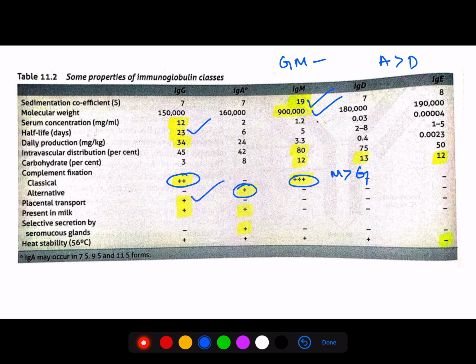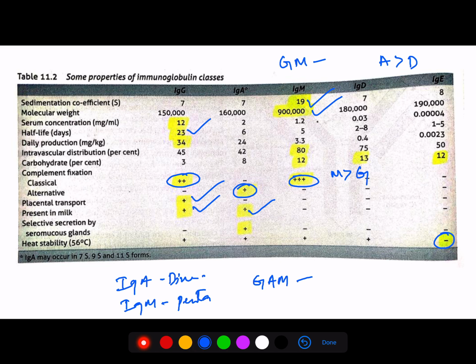IgG, because of its small size. Which is present in the milk? IgA is present in the milk. Which is present in the gingival crevicular fluid? IgG, A and M are present in the gingival crevicular fluid. Which is heat labile? IgE is heat labile. So all these are very, very important. And apart from this, IgA is present as a dimer, whereas IgM is present as a pentamer.